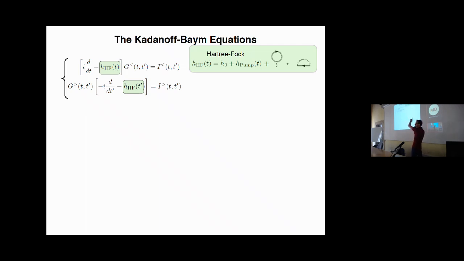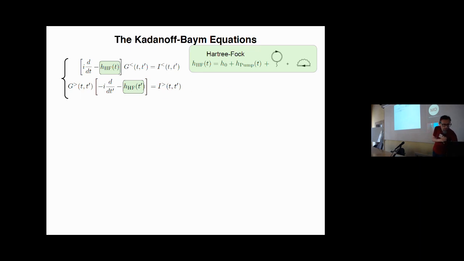Then it is the sum of the non-interacting Hamiltonian, plus the light-matter interaction that contains the pump fields that depend on time, plus the so-called Hartree-Fock potential. The Hartree-Fock potential is nothing but the sum of the first two Feynman diagrams in the power series of the self-energy, so the first order diagrams. The first one is called the Hartree potential, while the second one, the exchange one, is the Fock potential. But this is the easy part of the story.